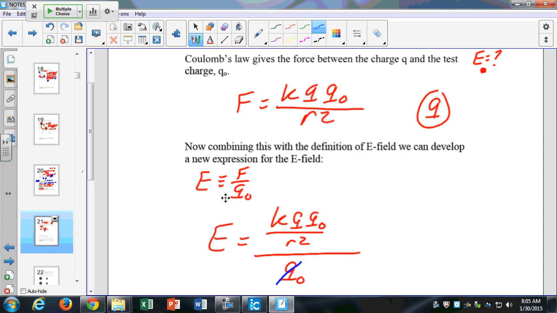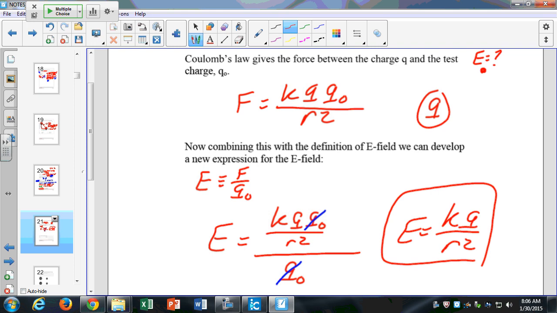And so that imaginary test charge cancels out, which is a good thing, right? Because it's imaginary. It doesn't really have a value. So if you're ever hard pressed to put in a value for that imaginary test charge, you couldn't do it because it doesn't actually exist. And so my electric field then has a magnitude of KQ over R squared.